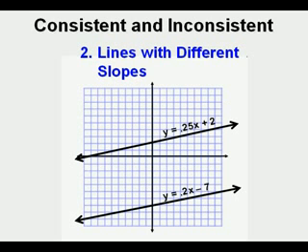Secondly, if you see two equations that have different slopes, that tells you that they intersect somewhere on the coordinate plane, no matter how much they might look like parallel lines. These lines look parallel, but really are consistent and independent since their slopes are different.